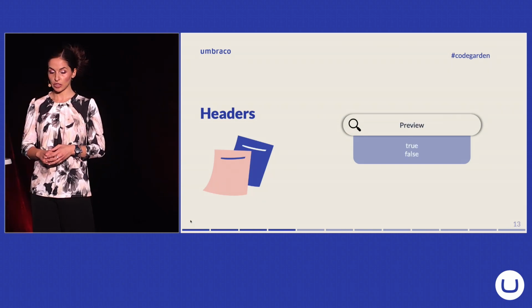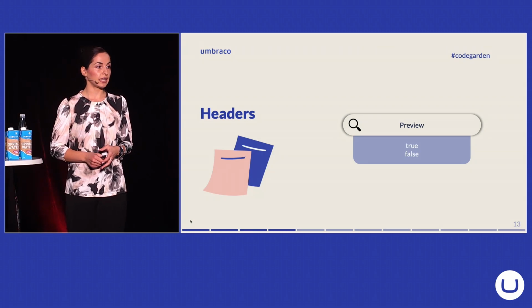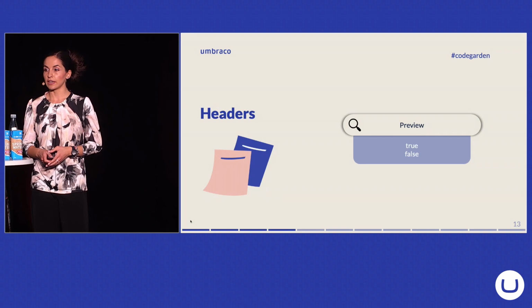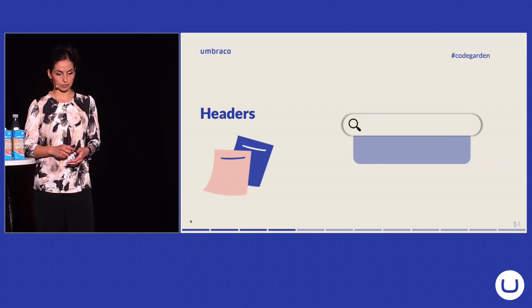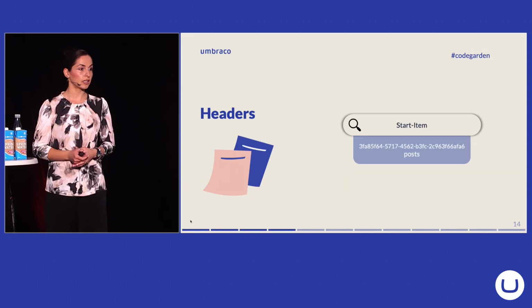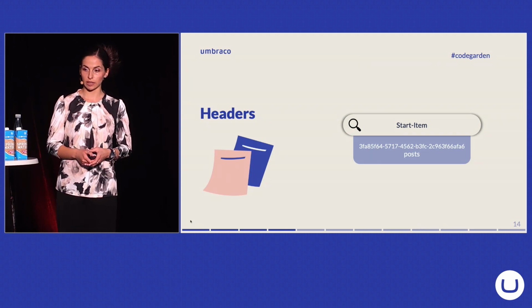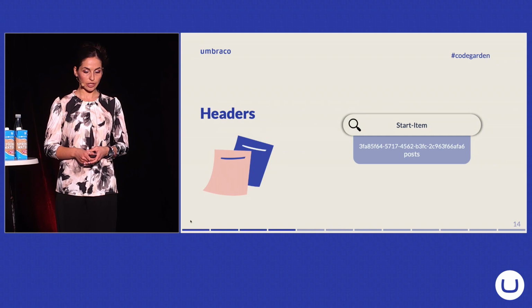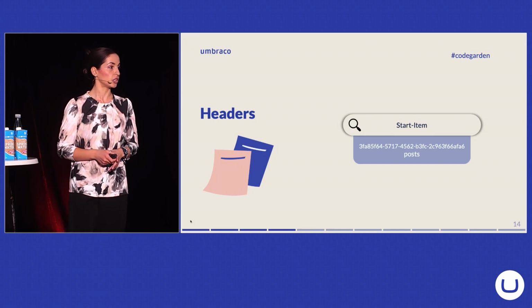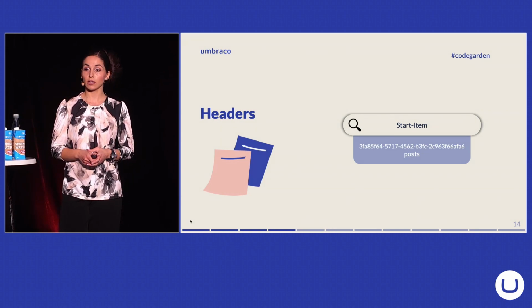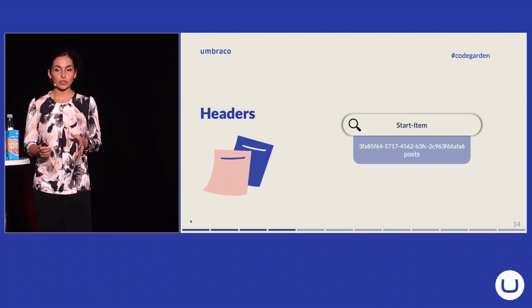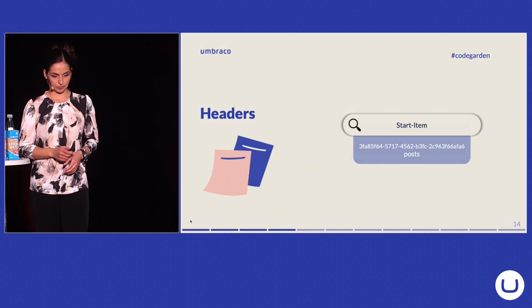Talking about previews, the next header allows you to indicate whether you're looking for a draft version by specifying either true or false. And the last header you can use is the start items one. It enables you to set the starting point for the requested content operation by providing the GUID or URL segment of a root content item. Don't worry if something is unclear, we'll take a look at some examples in a moment.